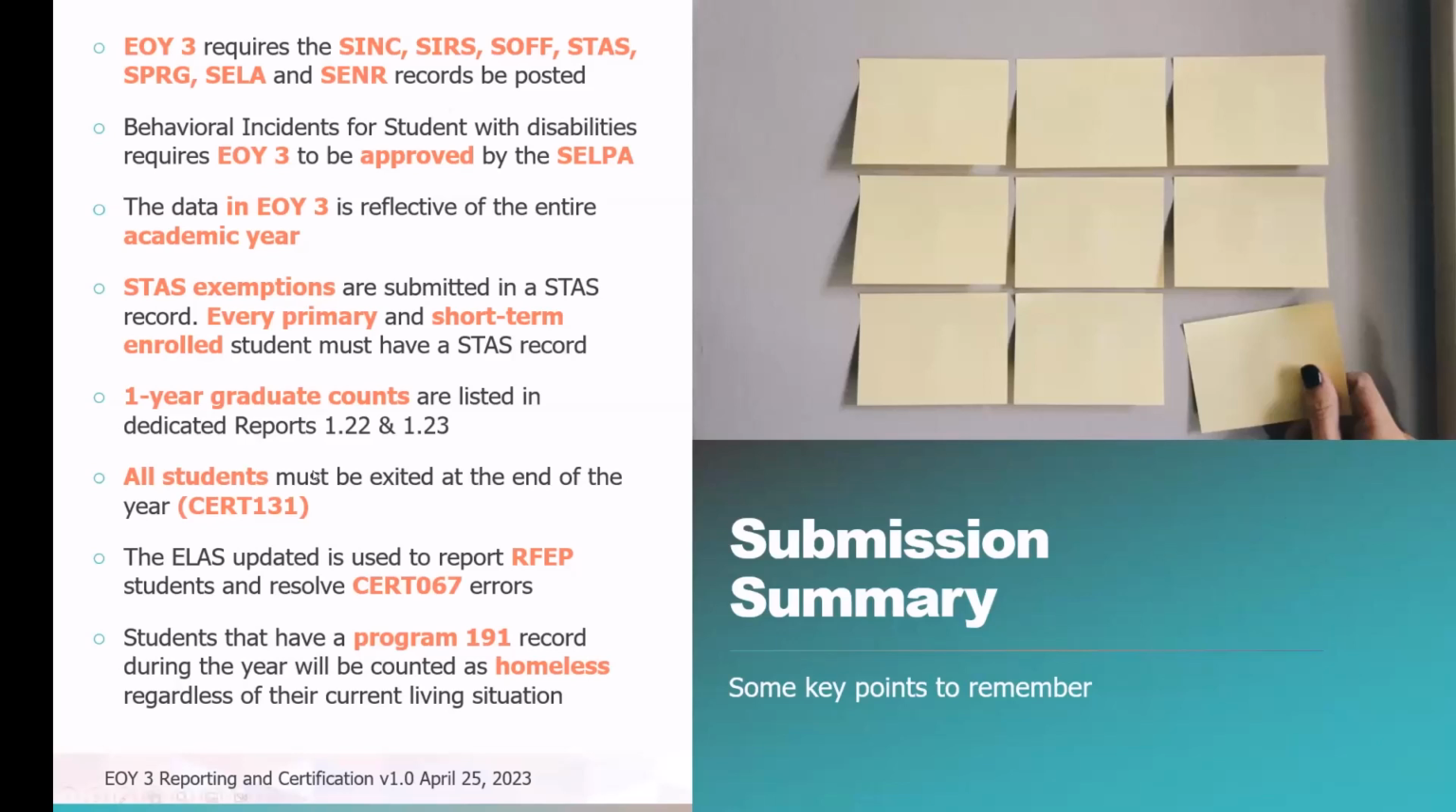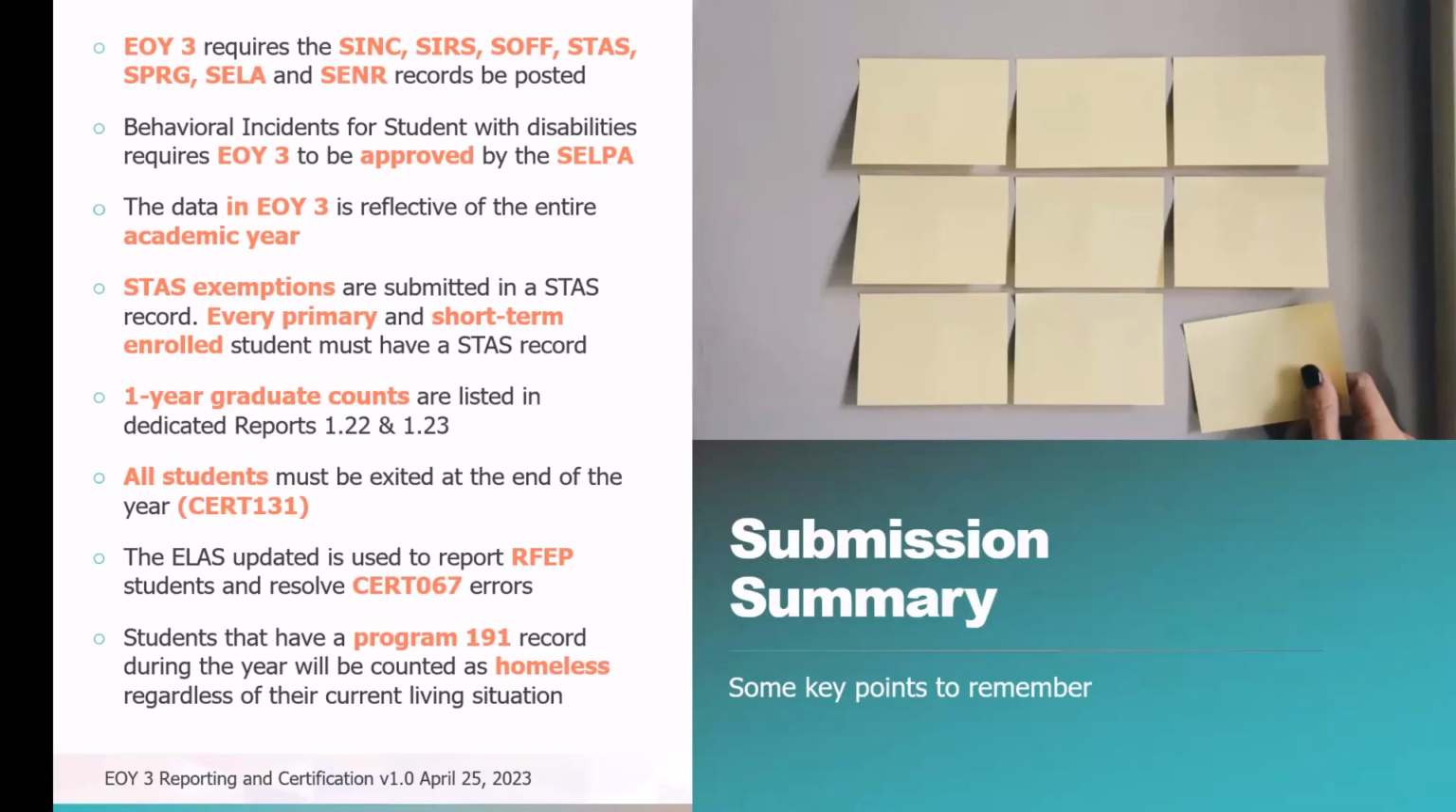The data in end of year 3 is reflective of the entire academic year, different from census day, fall 1 and fall 2. STAS exemptions are submitted in the STAS record. So we want to emphasize again that the exemption indicator, Kyron mentioned, has to be checked for every student, right? CalPADS is just not a smart system. You have to tell us the student is exempt from the absences and the attendances columns or fields. But a record is expected for every primary and short-term enrollment. One-year graduate counts are listed on 1.22 and 1.23. All students must be exited at the end of the year, otherwise they generate Cert 131.